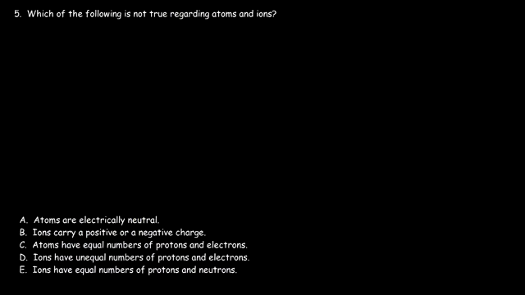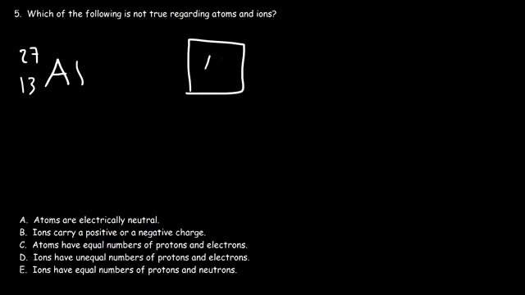Number 5. Which of the following is not true regarding atoms and ions? So let's look at A. Atoms are electrically neutral. Is that true? It turns out it is. So here's an example, aluminum 27. Aluminum has an atomic number of 13 and a mass number of 27. In a periodic table, you might see it like this. It might have a 13 on top and a 26.98 on the bottom, which I'm going to round to 27. The larger of the two numbers is always the mass number. The smaller one is the atomic number.